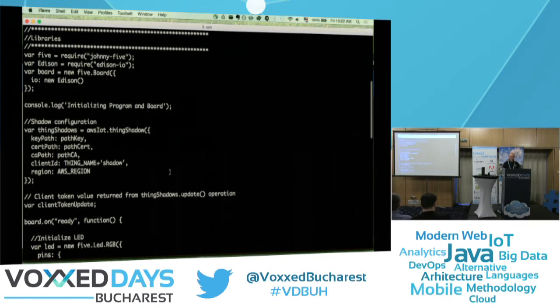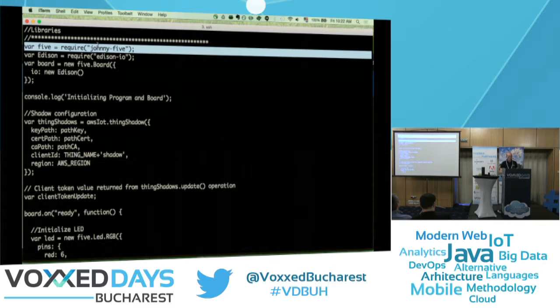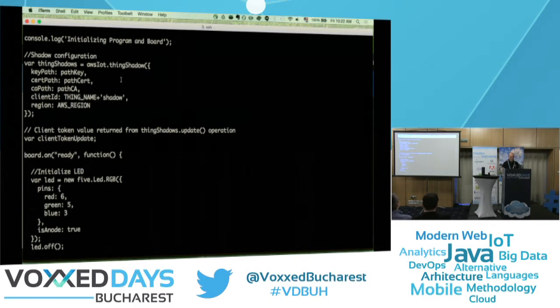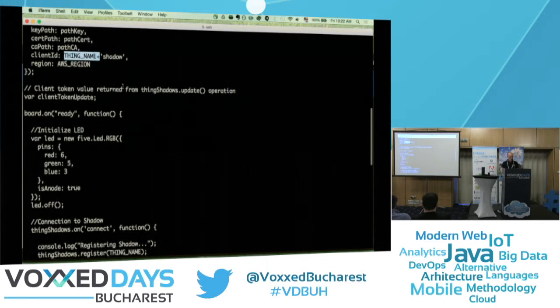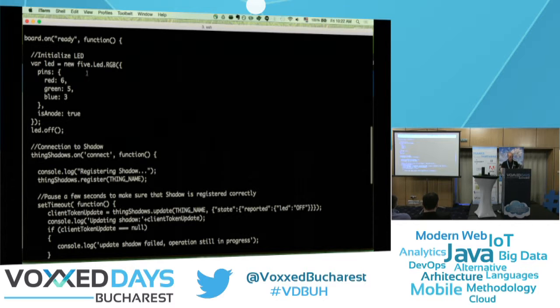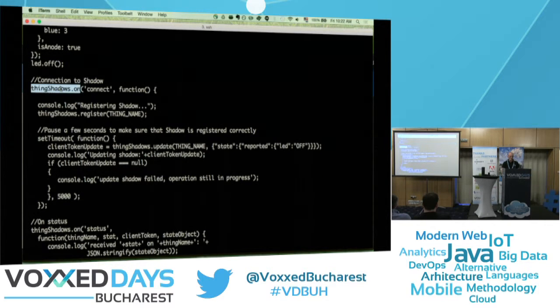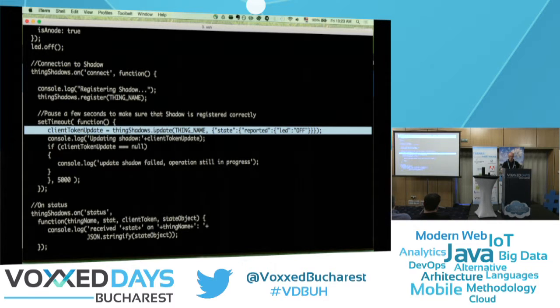So here I'm just going to load a few libraries. Johnny 5 is a JavaScript library to interact with my board, and Edison is the library for the Edison board itself. And then I'm going to create a thing shadow, an object based on my key and my thing name and my region. Then I'm going to initialize my little light here, which is an RGB light, and I'm going to turn it off. And then I'm going to connect, using the AWS SDK, to the shadow feature of the IoT. So I'm just going to ask it to connect and say, report my name and say, I just turned myself off, right, which was done just a couple lines earlier, right?